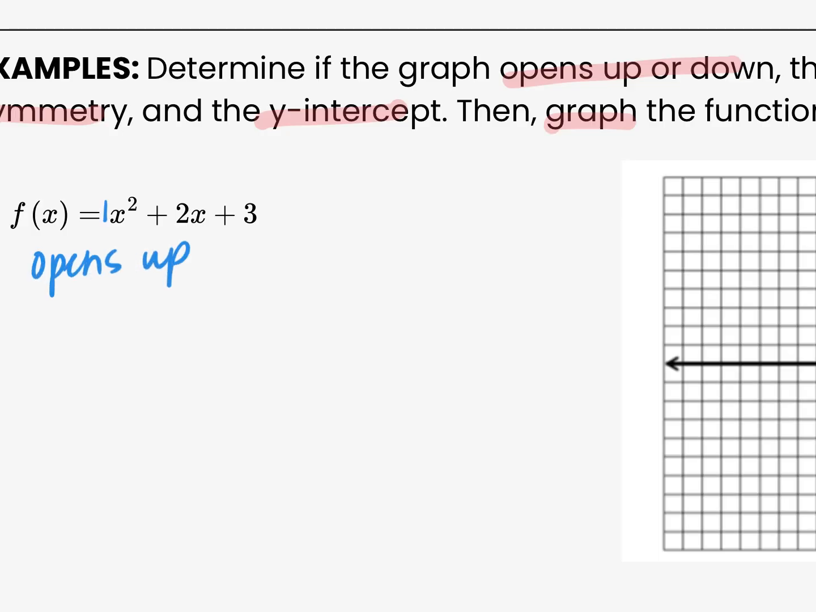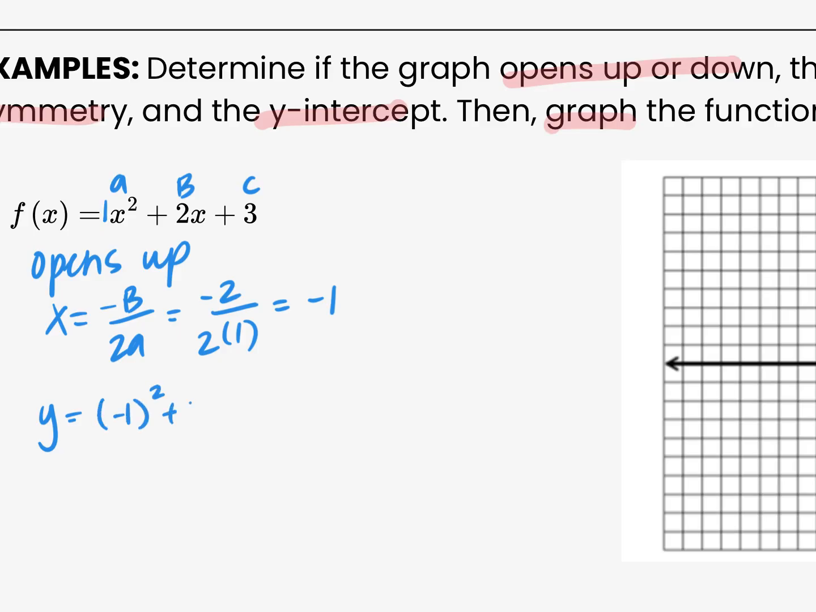So in order to find the vertex, let's start with the x value. So I'm going to take opposite of b over 2a. So b is, this is b, this is a, this is c. So I'm going to take the opposite of b, so that would be negative 2 over 2a, which is 1. So negative 2 divided by 2 is just negative 1. Then to find the y value, I'm going to take negative 1 and plug it in here. So negative 1 squared plus 2 times negative 1 plus 3, and that gets me 2. So my vertex is negative 1 comma 2.